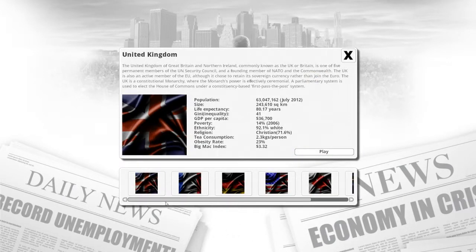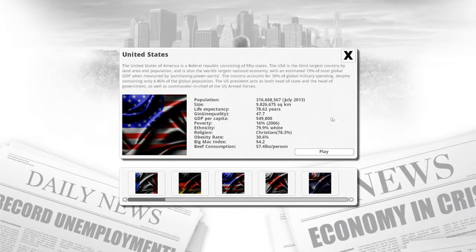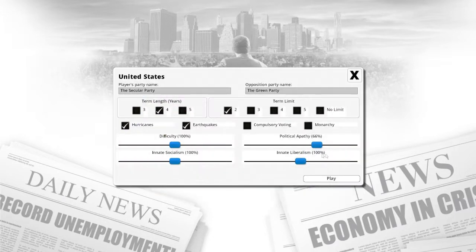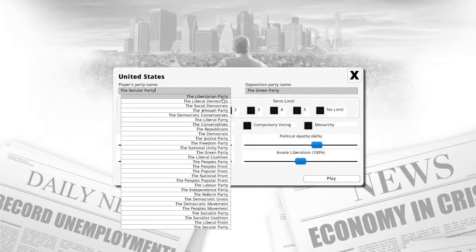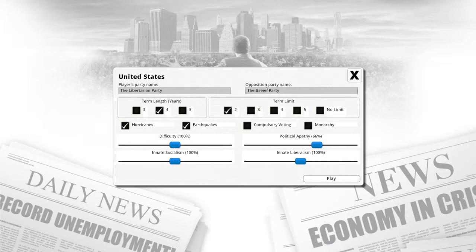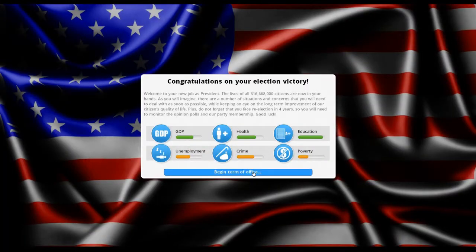So let's get started. We're gonna play as the United States. Political apathy, by the way, I modded in my own personal game to 66% because that's about accurate. I think it starts at 58% in the game, but that's not accurate. I also added the Libertarian Party. And let's make our opposition the Socialist Party. In reality, if you look at the real election numbers, about 100 million people vote in the election. We've got over 300 million, so 66% of the people just don't care at all.